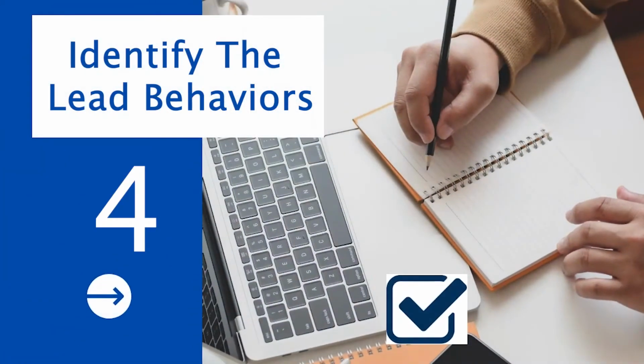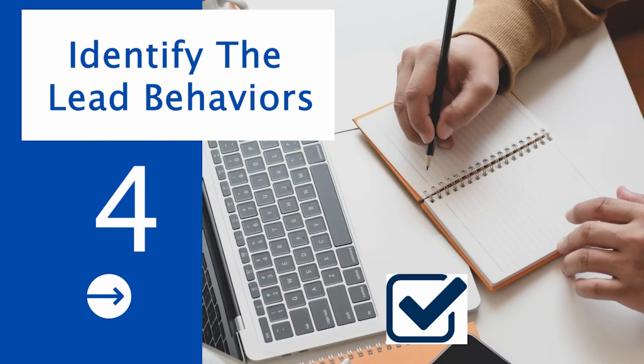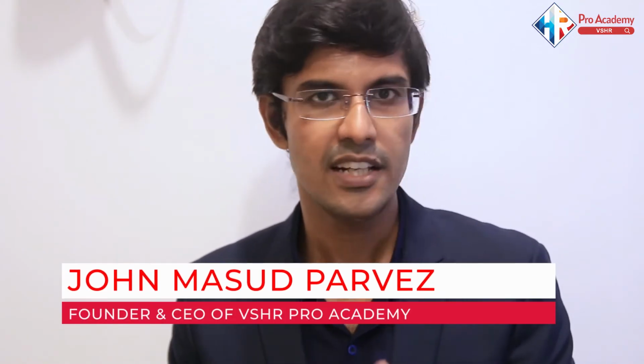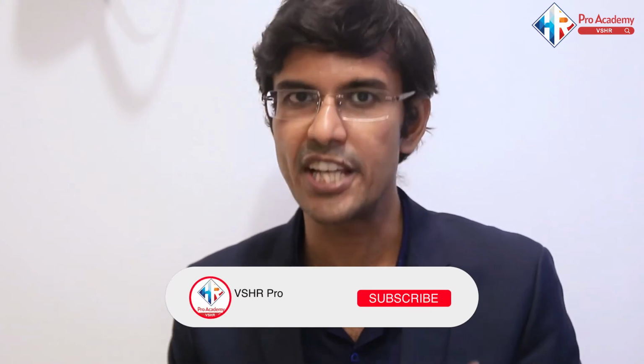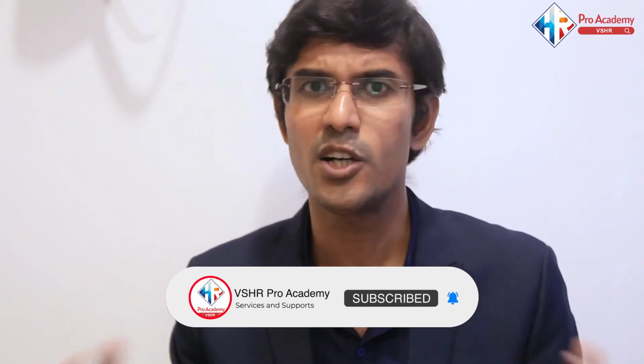Number 4, continuously identify the lead behavior. For example, if you're doing a project which is 6 months long, in the first month the lead behavior was one thing, and in the second month the lead behavior will not be the same. It will change, probably based on the characteristics, the complexity, turnover rates, and many other situations you have in your company. So you cannot just identify the lead behavior in the first month and not do it again in the second month.